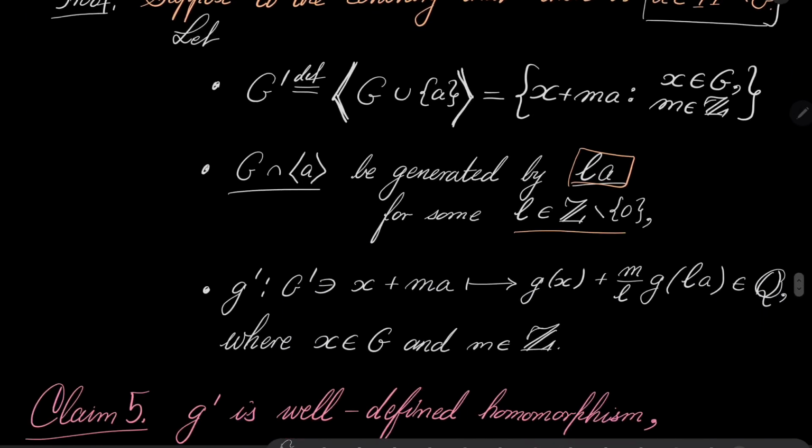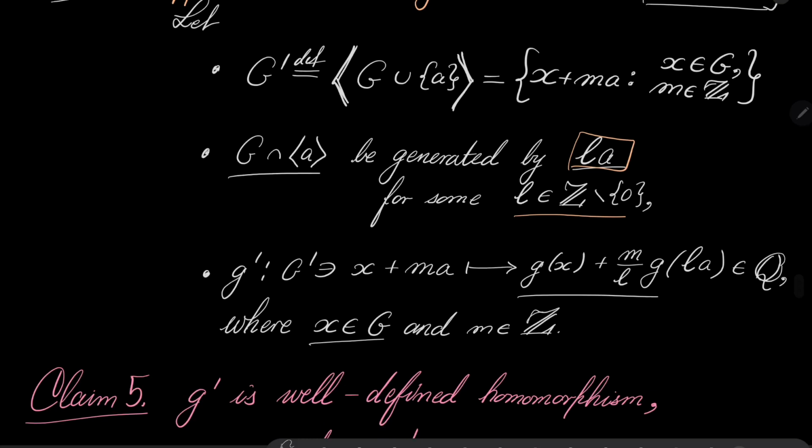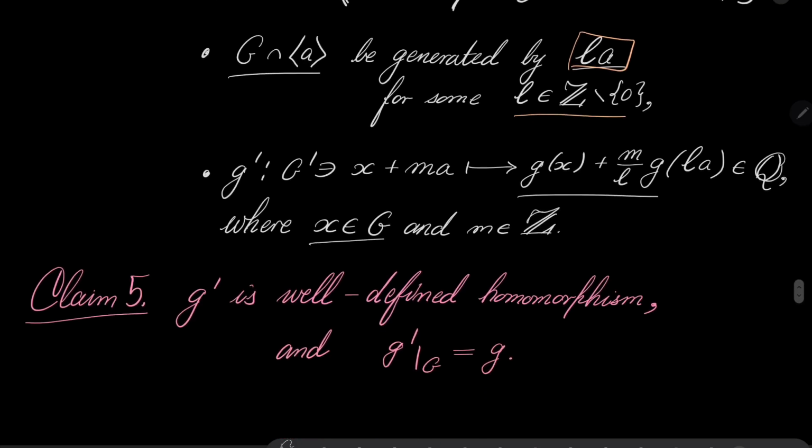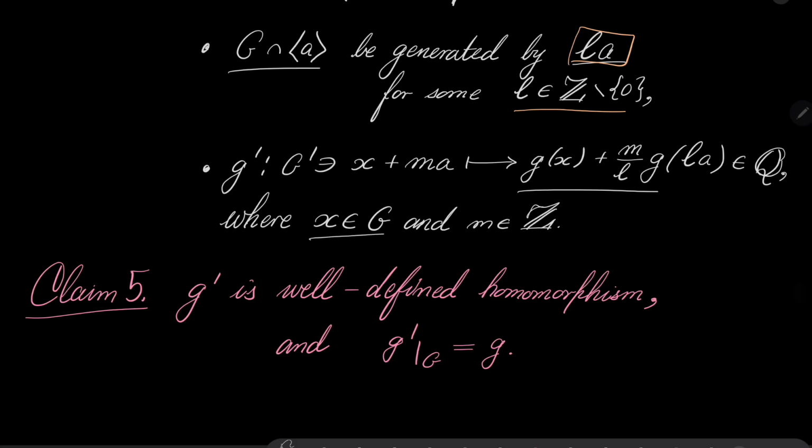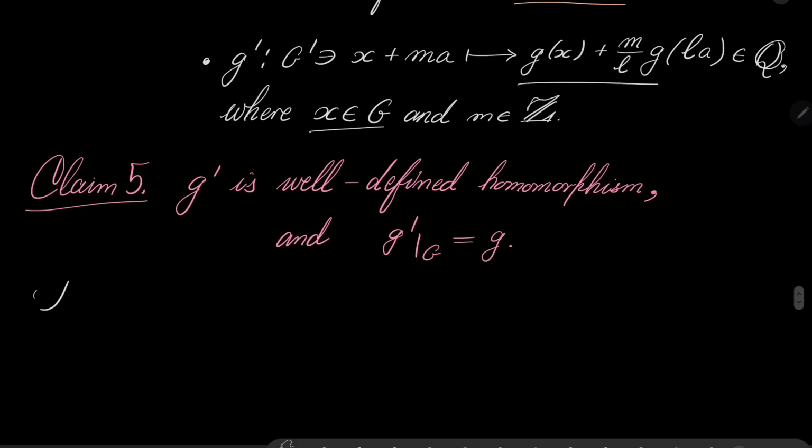And I define a new function G prime, which takes an element of the form x plus ma and maps it to G of x plus m over L times G of LA, where x is from group G and m is an integer. I claim that G prime is a well-defined homomorphism which extends G. Proof. Let's prove it.